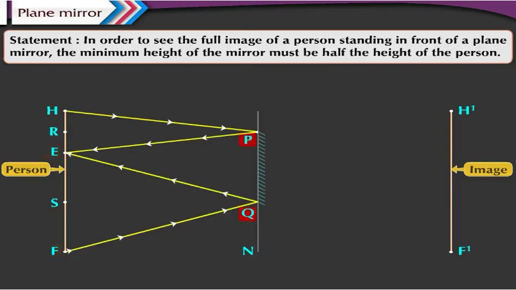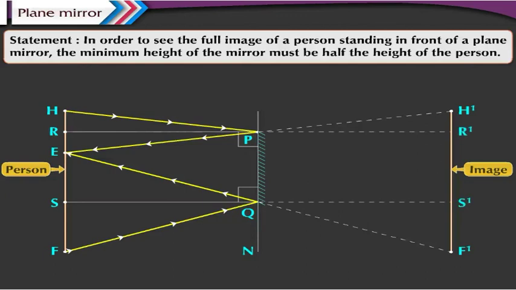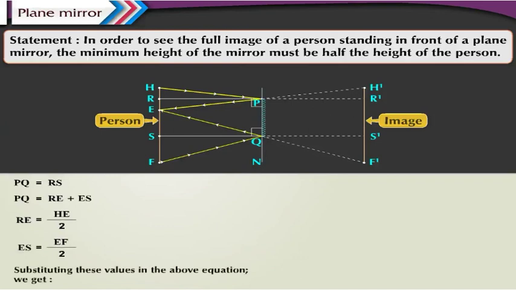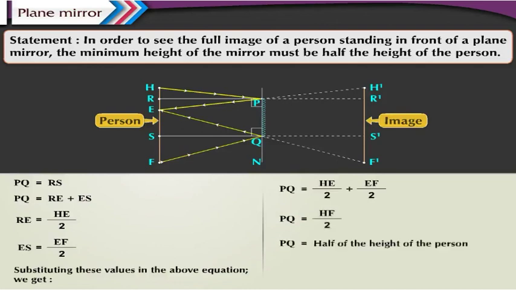PQ is the minimum height of the mirror in order to obtain the full image of the person. For this, RP and QS must be perpendicular to the mirror. Thus, minimum height of the mirror PQ is equal to RS, which is equal to RE plus ES. But RE is equal to HE upon 2 and ES is equal to EF upon 2. Substituting these values in the above equation, we get PQ is equal to HF upon 2, which is nothing but half the height of the person.